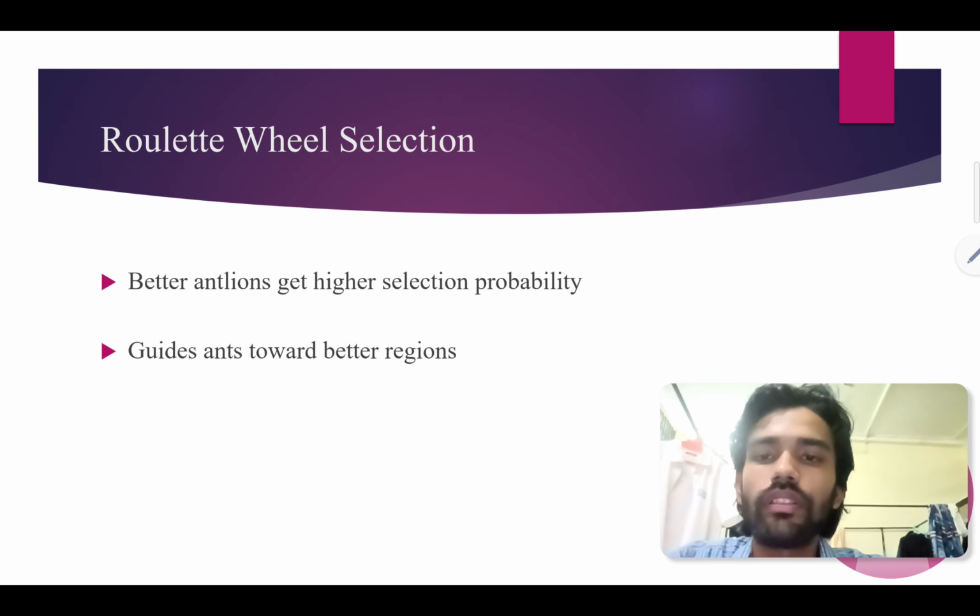Coming to the next slide, roulette wheel selection, which I'm going to explain. Not all antlions are equal. Better antlions have a higher probability of attracting ants. This is done using roulette wheel selection. The meaning is that stronger solutions influence more ants, and weak solutions influence fewer. So this improves optimization speed.